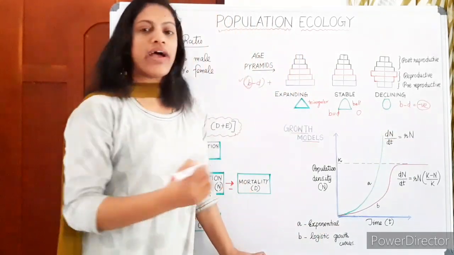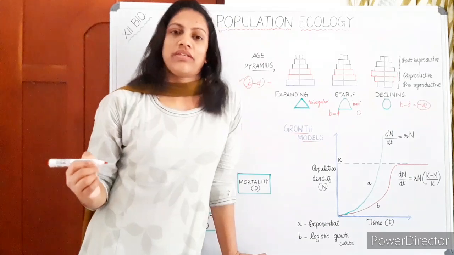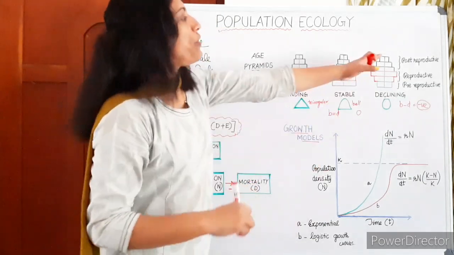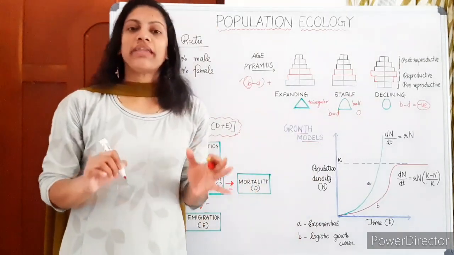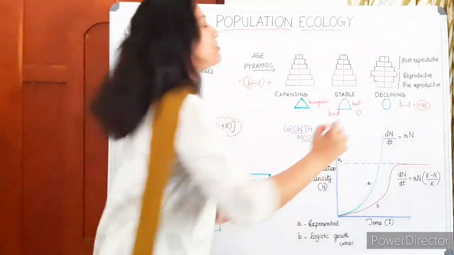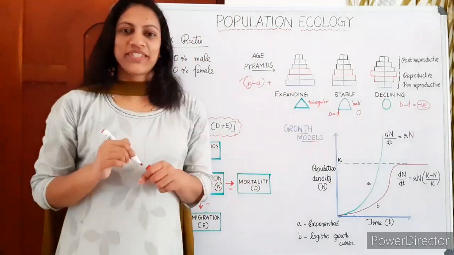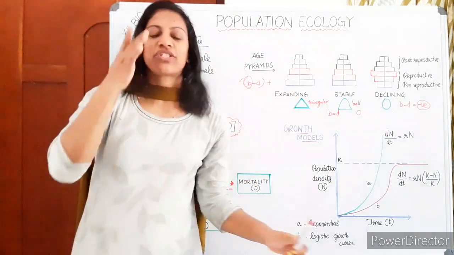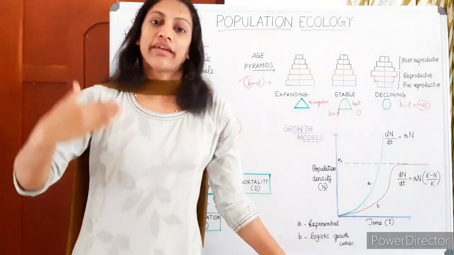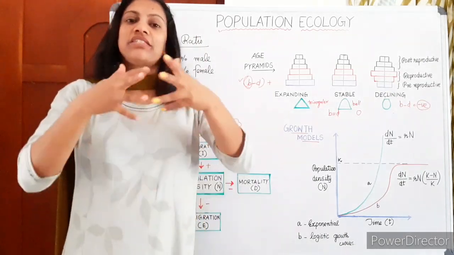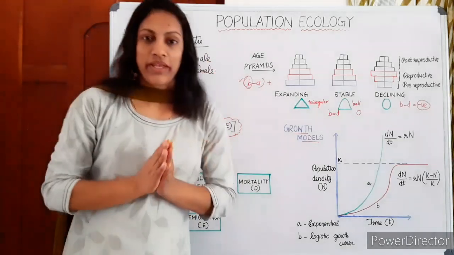B minus D value, birth rate minus death rate. That means death is more compared to birth, because post-reproductive age groups are comparatively more. So this is a declining population. There is no growth. It is not stable, but it is showing a declining, degrowing population. This is what we have about the age pyramids.